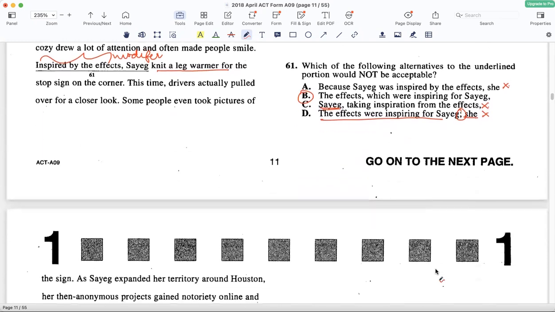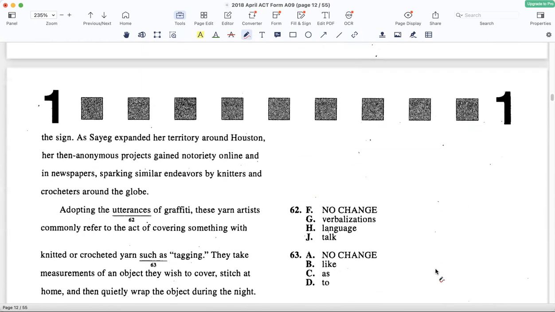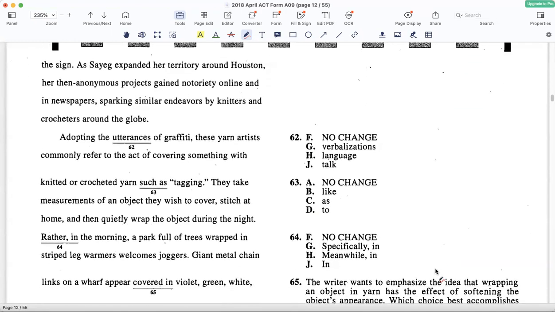Some people even took pictures of the sign. As Saik expanded her territory around Houston, her then anonymous projects gained notoriety online and in newspapers, sparking similar endeavors by knitters and crocheters around the globe. Adopting the utterances of graffiti, these yarn artists commonly refer to the act of covering something with knitted or crocheted yarn, such as tagging. So adopting the language of graffiti, right?